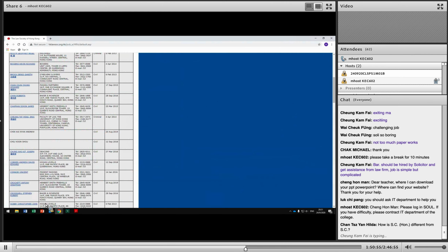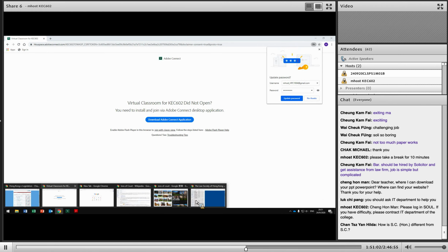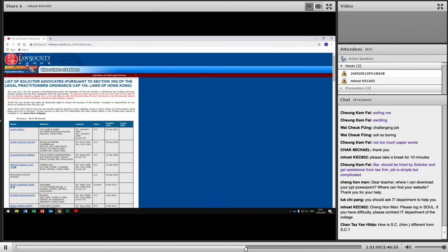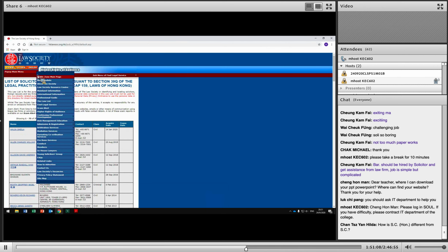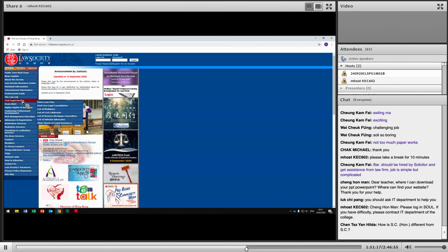And then we go to the Law Society. Of course, the Law Society is a little bit different. This is the website of the Law Society. It's the main page. In the Law Society, you can find a lot of useful information. For example, the law list. The law list is the list of solicitors. It's divided into so many lists. For example, members with practising certificates. Some members are practising, some members are non-practising.